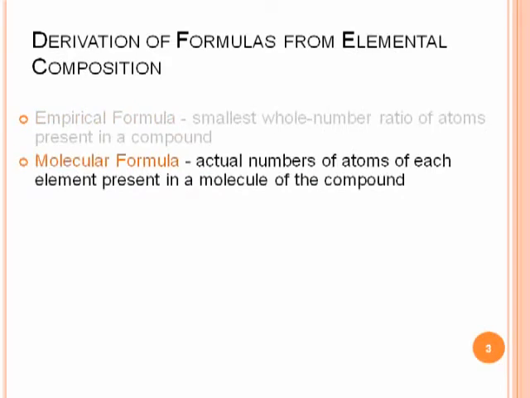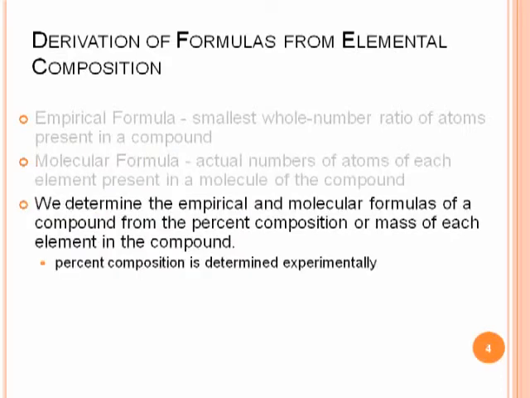The molecular formula is the actual number of each atom present in a molecule of the compound, or formula unit if it's ionic. Now we can determine the empirical and molecular formula of the compound based on either the percent composition of each element or the mass of each element in the compound. And generally both of those are experimentally determined.